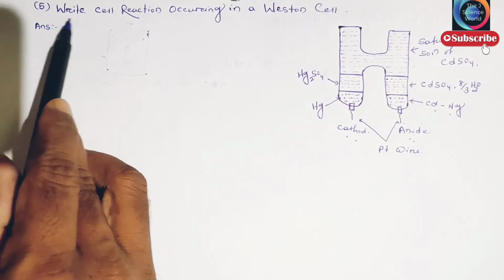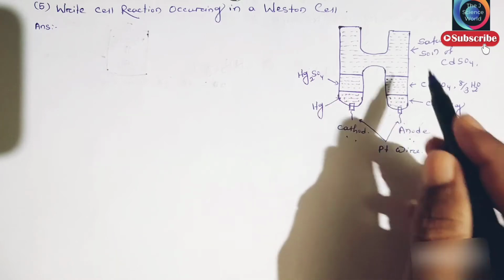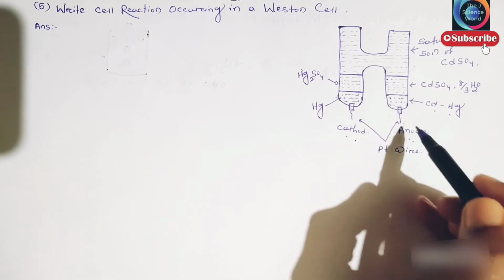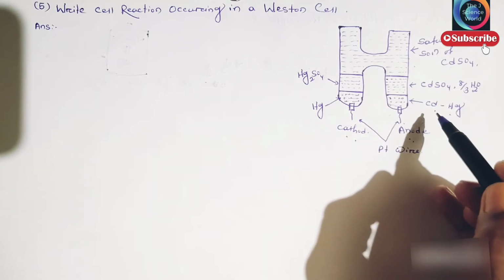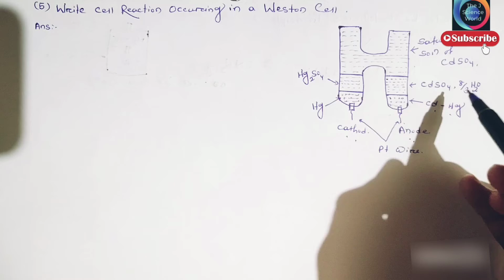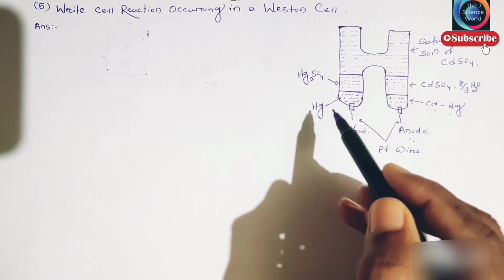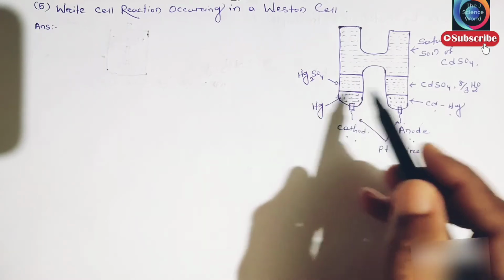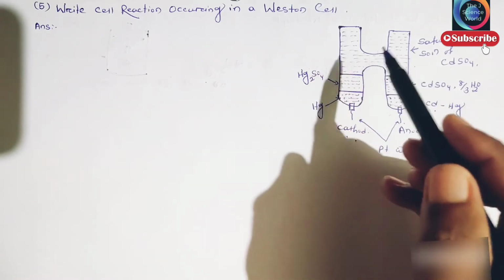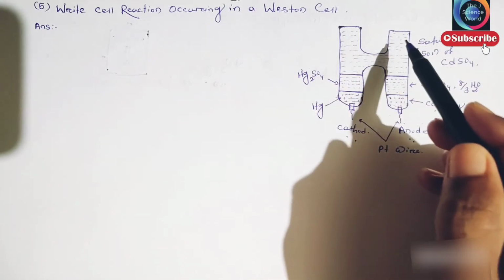This is question number 5. Write the cell reaction occurring in a Weston cell. Let's draw the diagram of the Weston cell. In this case, the right side works as the anode and the left side works as the cathode. At the bottom of the anode, we take cadmium with Hg, that is our cadmium amalgam. Then we add CdSO4 with 8/3 H2O, that is cadmium sulfate with water. On the cathode side, we take mercury, Hg, at the bottom of the Weston cell. Then we take mercurous sulfate, Hg2SO4, and in addition we add a saturated solution of cadmium sulfate.